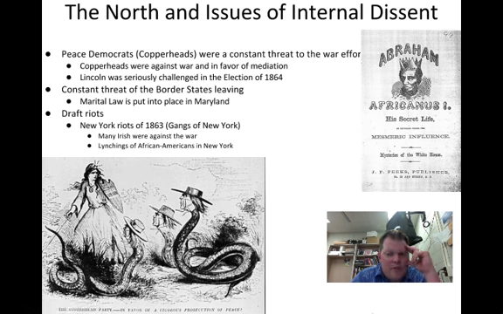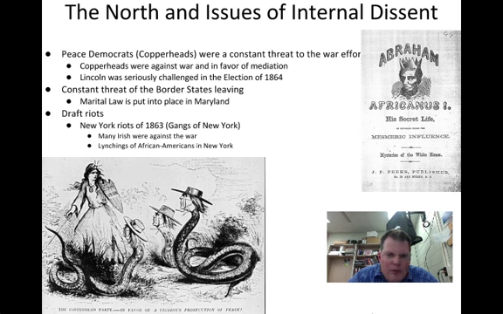Okay, in the Union, the North, we see a lot of resistance. Lincoln privately feels like he won't win re-election in 1864. He thinks he's incredibly unpopular. He feels like these peace Democrats, also known as Copperheads, were going to win against him. They obviously didn't.